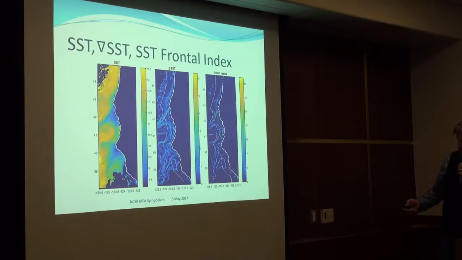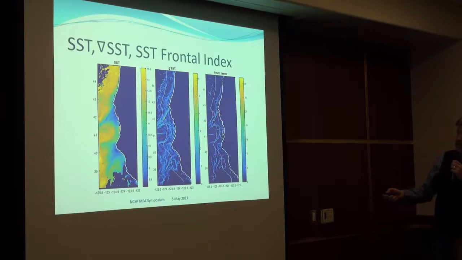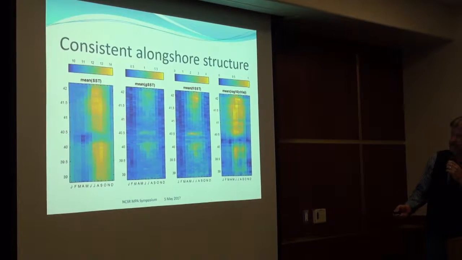picture of the fronts. So we compile both just an average gradient, what's the ocean kind of look like, as well as this front index, and we provide time series, seasonal climatologies, et cetera, like that. So you can look for things like persistent structure. Is there usually a front here coming off Blanco or off Mendocino or things like that? Distill it into things like this.